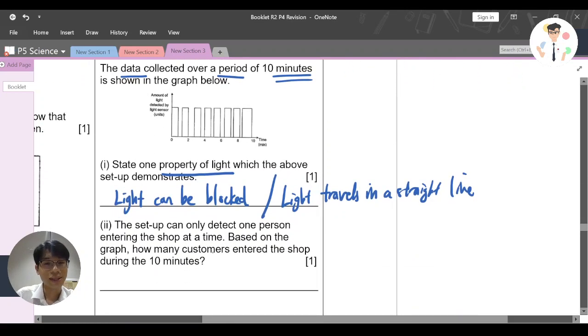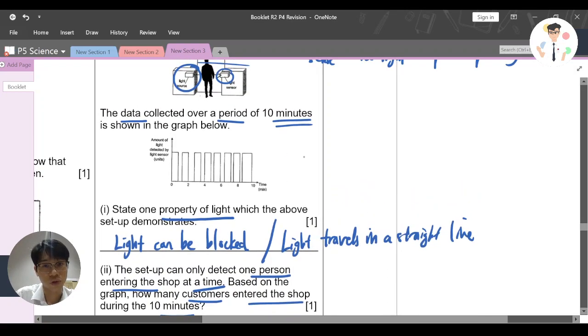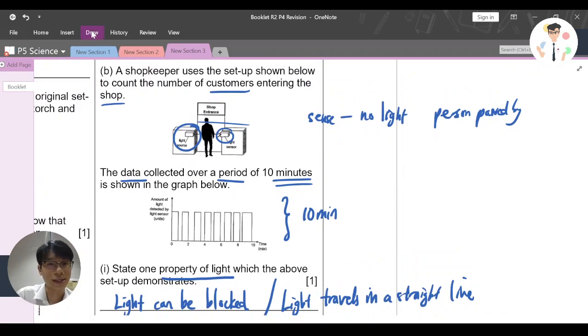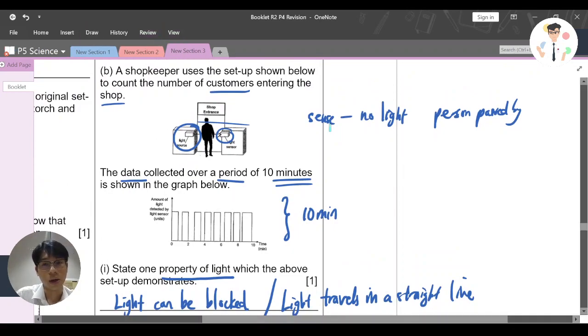Now see number two. The setup only detects one person entering the shop at a time. Based on the graph now, how many customers enter the shop during the 10 minutes? Basically, this graph shows 10 minutes. Now we need to find how many persons actually enter. The case here is when there's no light, it means that the person passes by, meaning they enter. So you can see here there is no light.